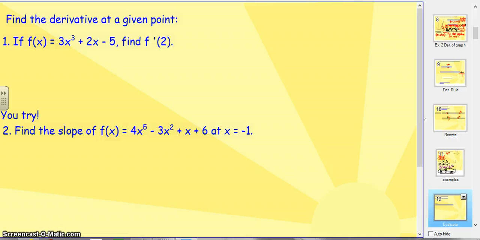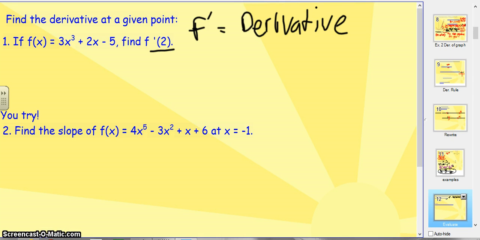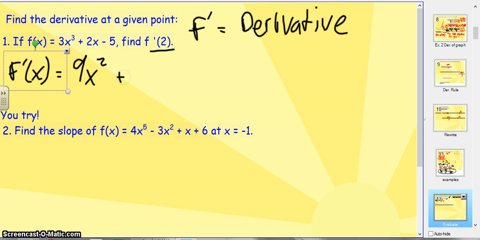Okay, now we're going to do the same thing, except we want to know what the derivative is at 2. So f prime means derivative. So I'm going to do exactly what I did before. I'm going to find the derivative first. So the number goes in front. 3 times 3 is 9, x squared plus 2.